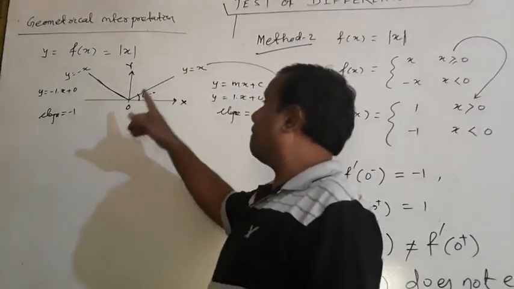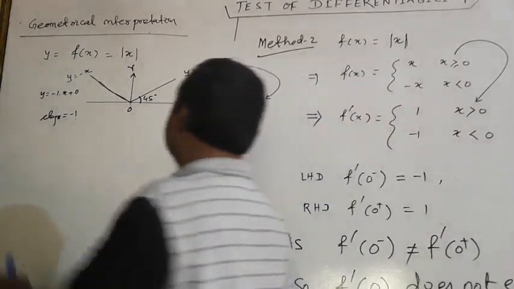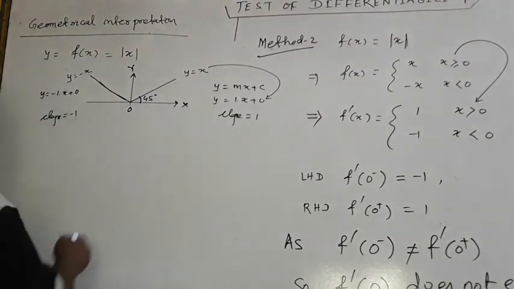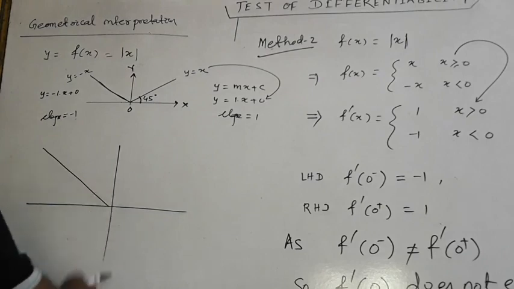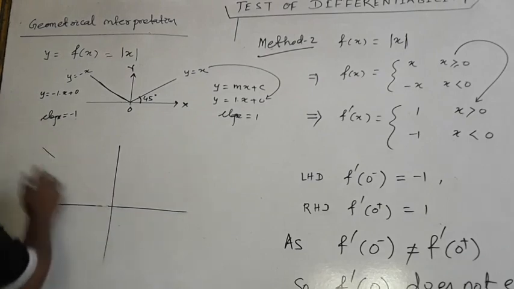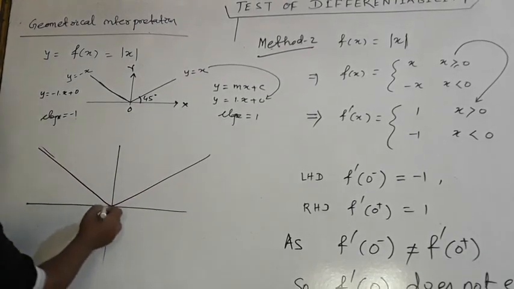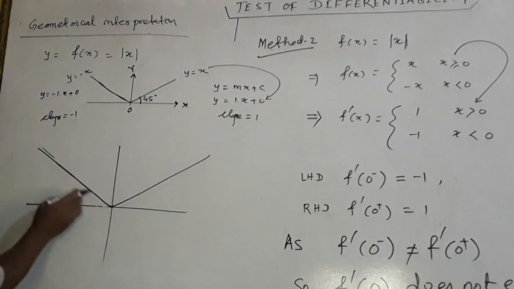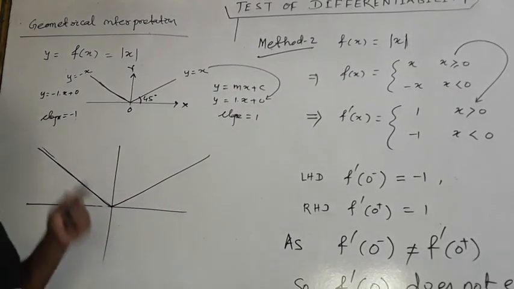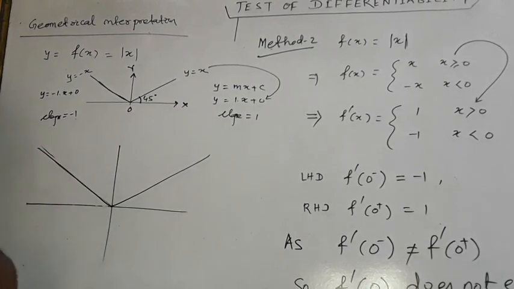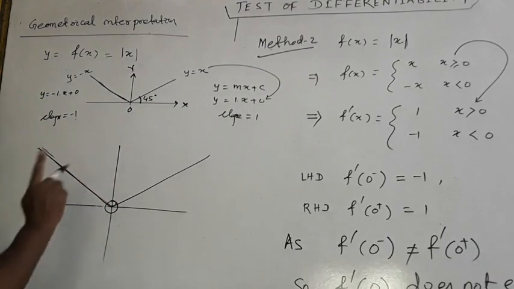Look at the figure properly. What do you assume from it? Here the figure is like this, and it comes to this point. What happens at this point? The curve is coming like this, and suddenly it changes its path. Mind it, at the point where the curve suddenly changes its path, the function is not differentiable.